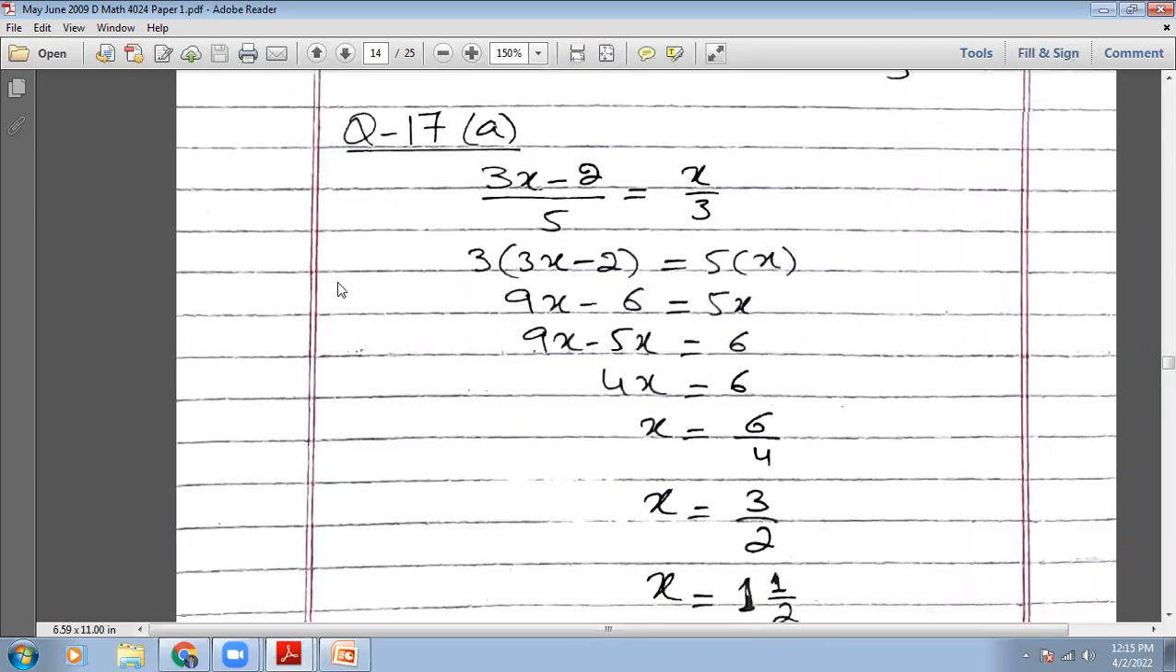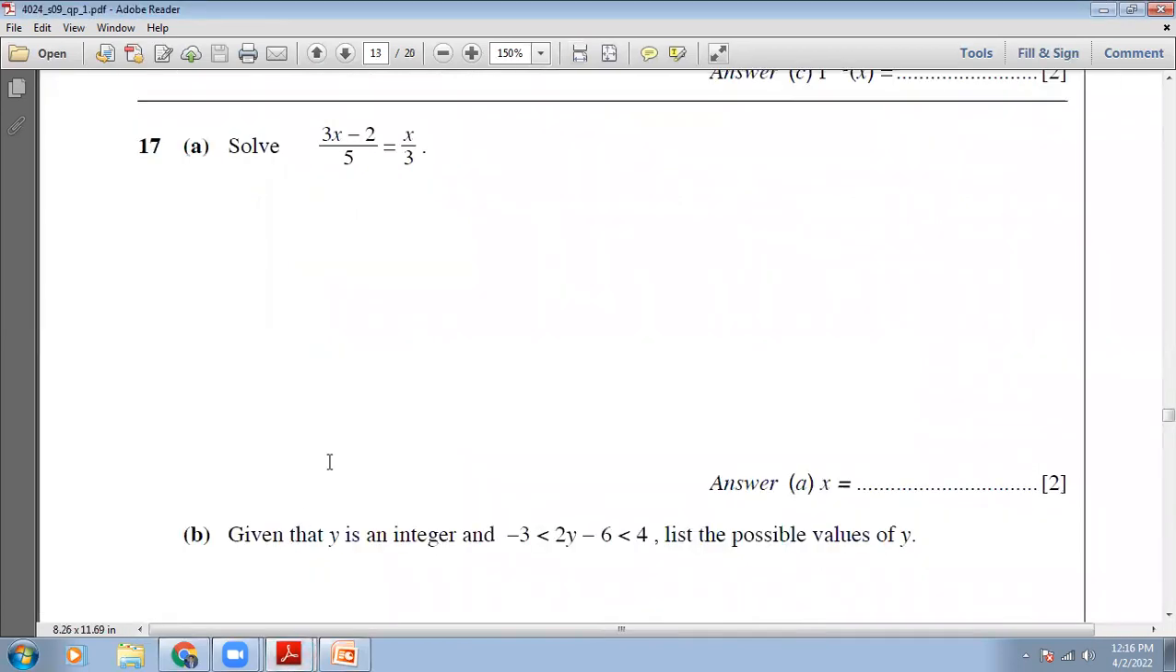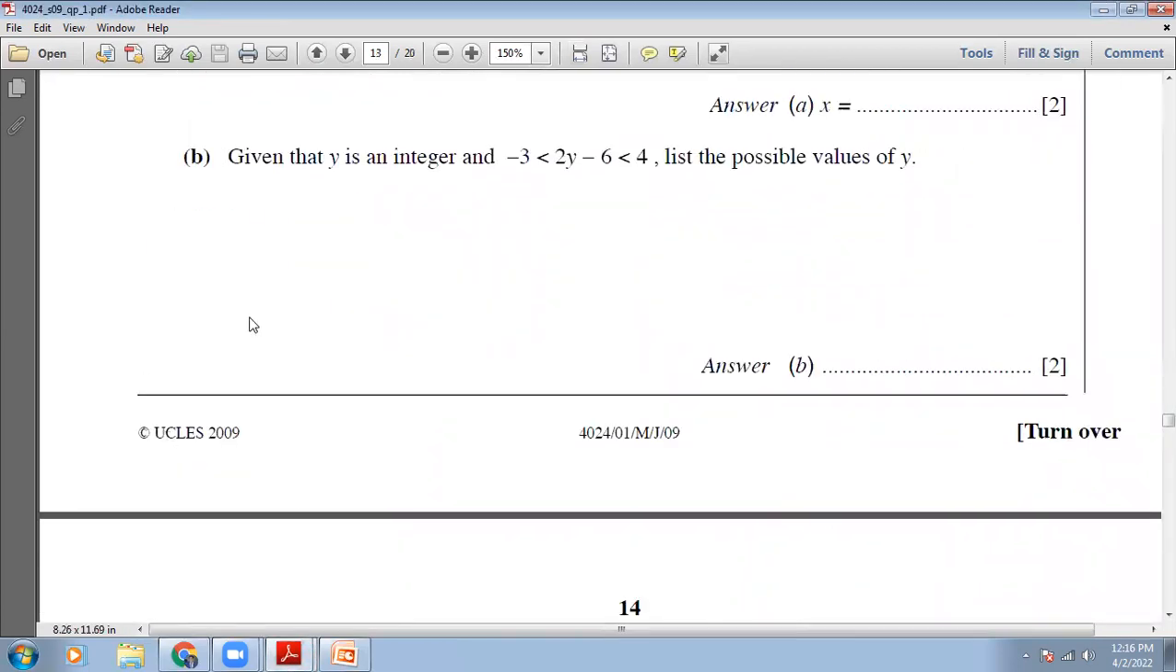So cross multiply, so 3 will multiply with the 3x minus 2 bracket and x will multiply with the 5. So you will have 9x minus 6 equals 5x, 9x minus 5x equals 6. So 4x is equal to 6. So x is equal to 6 by 4, cancel with 2. So x will be equal to 3 by 2, that is 1 whole 1 by 2 or 1.5. So this is how you do question number 17, A part. Hopefully you understand. Question number 17, B part.